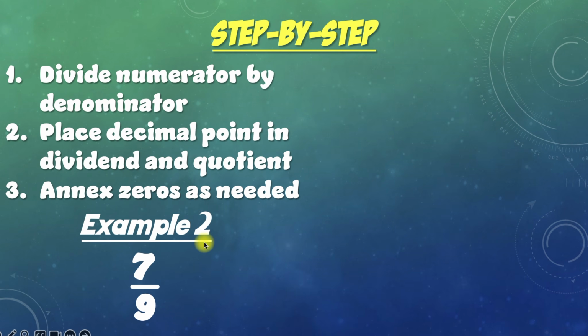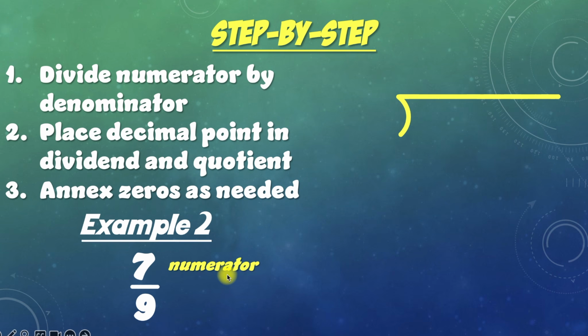So here's example 2, 7 over 9. Before we even begin, let's make sure that we set up our long division notation. And remember, the number on top, this 7, is our numerator, which means it's going to go inside the long division notation.